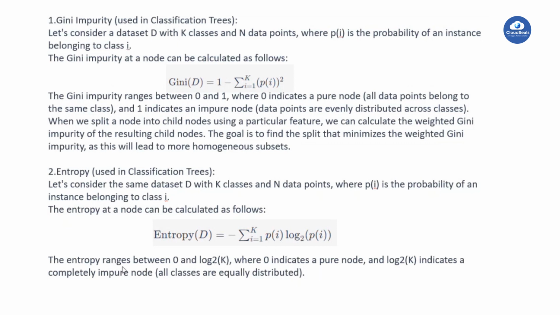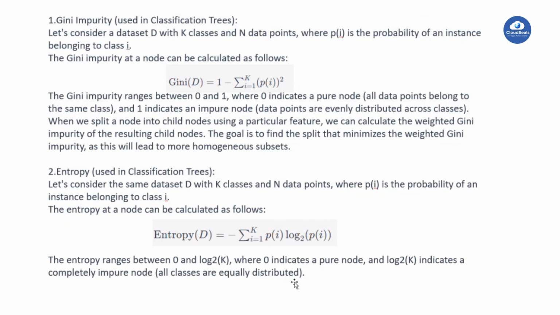Here the entropy ranges between 0 and log 2 K. Why? Because our entropy depends on the log 2 value. 0 indicates the pure node, and log 2 K indicates the completely impure node, which means all classes are equally distributed. For Gini or entropy, whenever the value is 0, that is the pure node, meaning all points belong to the same class. But whenever we go to 1 or log 2, it indicates a completely impure node, meaning all classes are equally distributed.